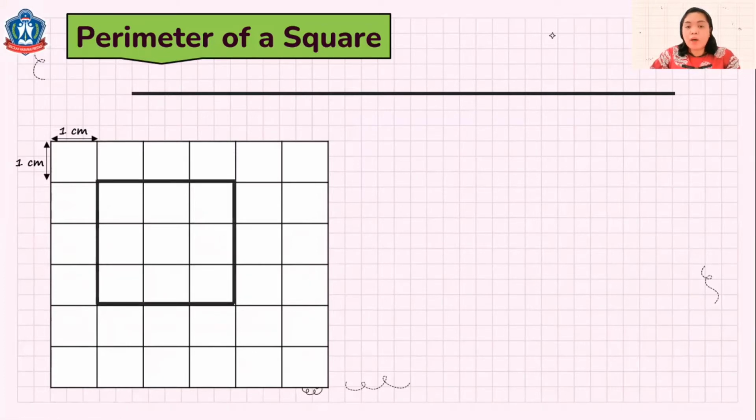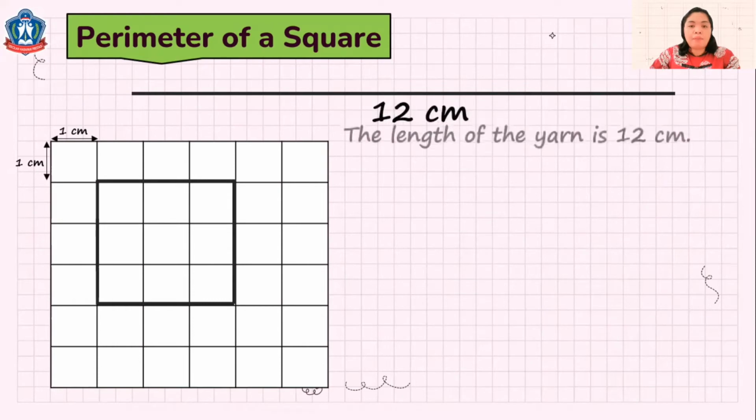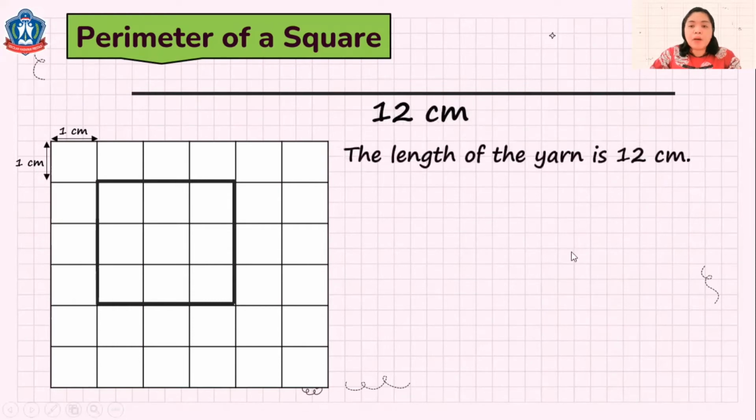Remember, a square, all sides are equal or the same measurement. Okay, the measurement of the yarn is 12 centimeters. Why is it 12 centimeters? Like this. Remember that one square is 1 cm. So this is 1, 2, 3. 3, right? A square has the same measurement on its side. So this is also 3 centimeters.